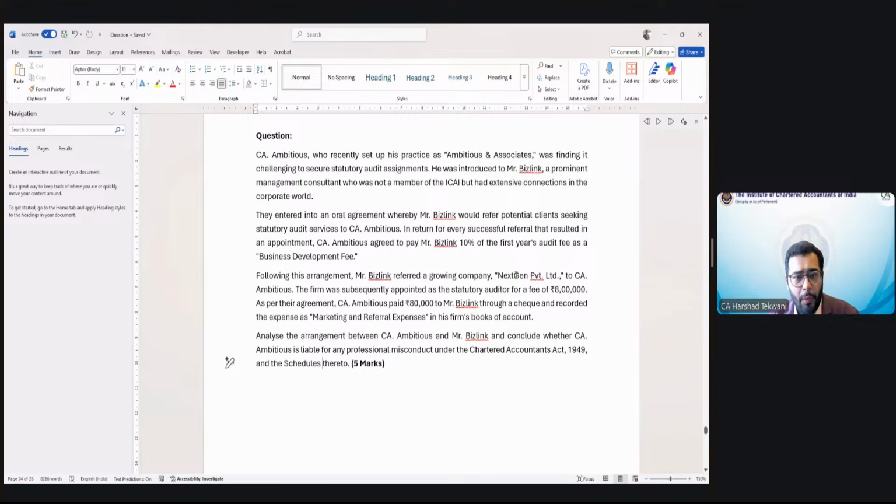Okay, so this is a question where there is a CA and there is a Mr. Bislink. They have some agreement. So quickly read the question and tell me, what do you think? Is there any problem in this arrangement? If yes, then tell me what is the problem. If no, then tell me it is fine and we will discuss further.